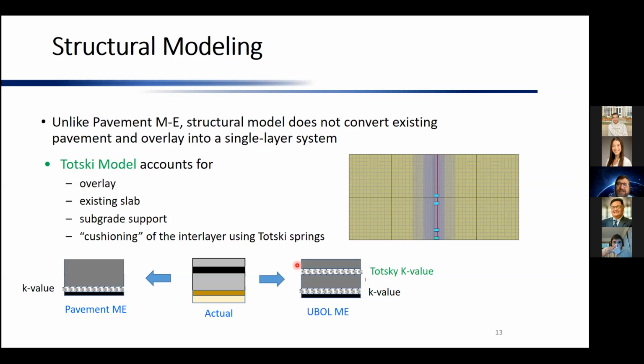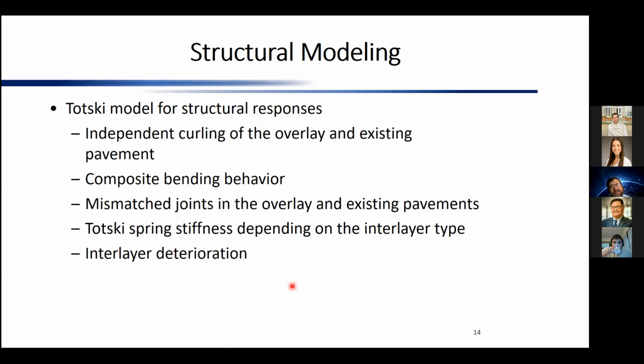This model, Professor Ioannides and I proposed for unbonded overlays about, give or take, 30 years ago. It was a part of my PhD thesis. One of the problems with this model was that there was no rational way to characterize this interlayer stiffness. We developed some theoretical guidelines, but we were not comfortable with this. But there are so many advantages for the system. It accounts for composite behavior of the overlay and the existing pavement, but at the same time it allows for independent behavior. It allows for mismatched joints in the overlay and existing pavement.